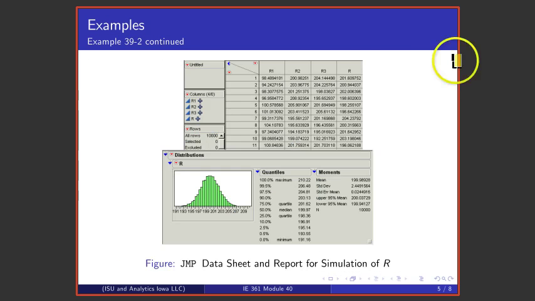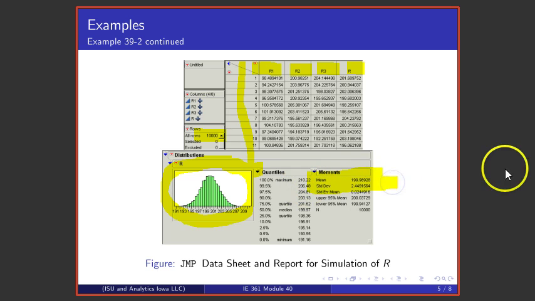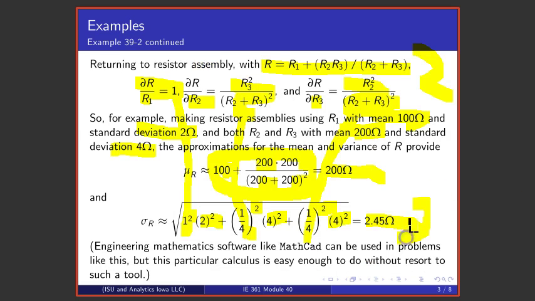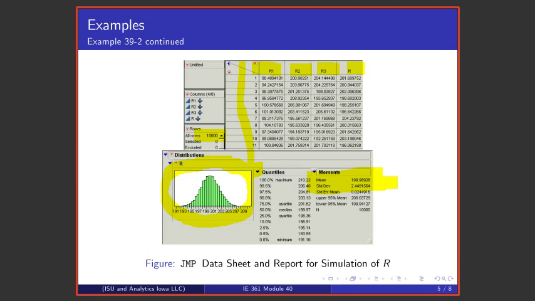To see that, here's the JMP table with values of R1, R2, R3, and R. There's 1,000 rows here. You can see that right there. Here is a histogram of the simulated resistances for the assembly. And here's a mean that is very close to 200 ohms, and here's a standard deviation that's very close to this figure 2.54 that we got by pencil and paper kinds of calculations.